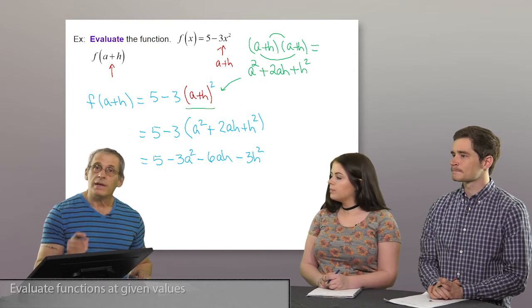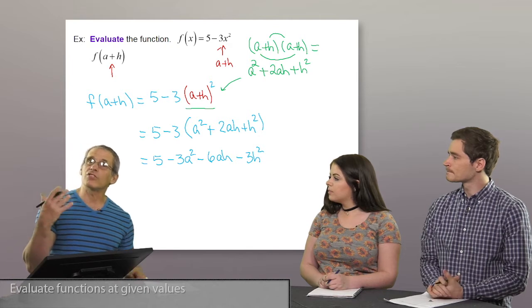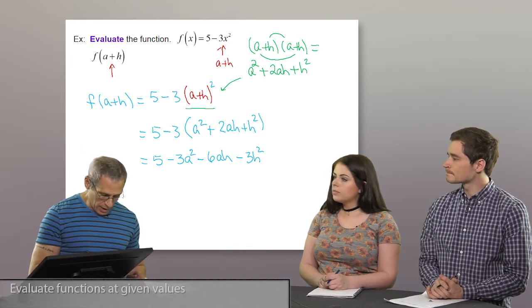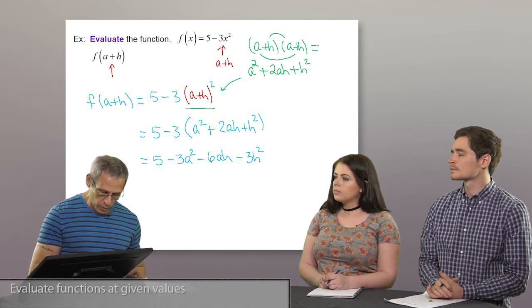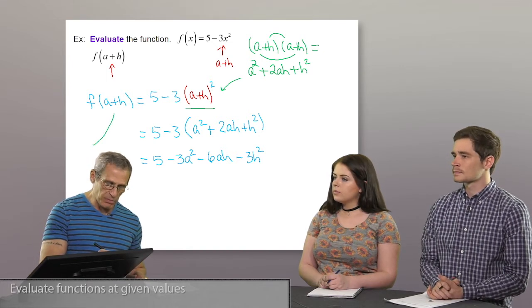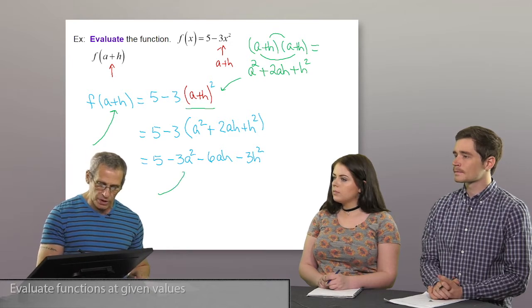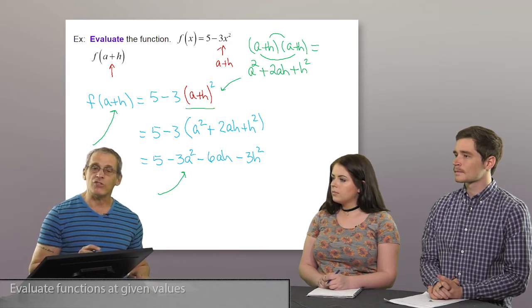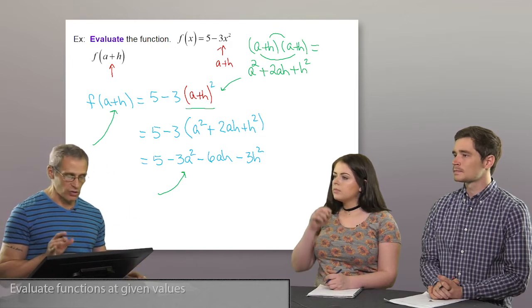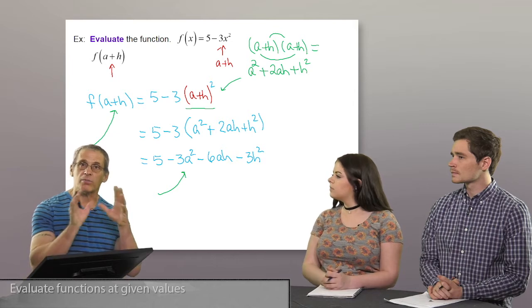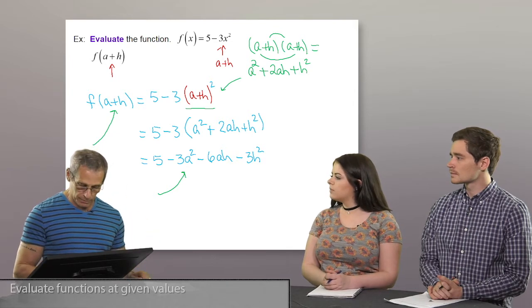Excellent. Now at this point you just want to check to see if you can simplify further, which in this particular case you can't. And to make sure that you are seeing what we've done, for the input a plus h, we have the output 5 minus 3a squared minus 6ah minus 3h squared. That is the output that corresponds to a plus h in this function.